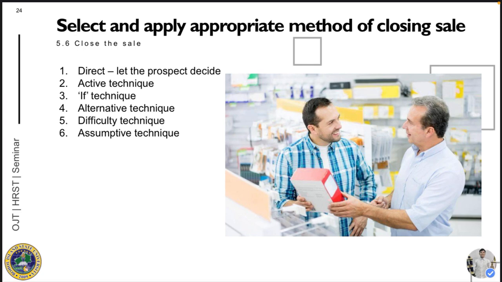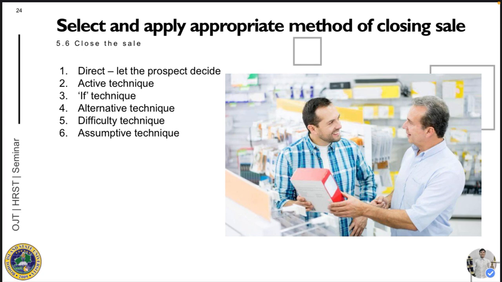One of that is direct. Let the prospect decide. This is the closing question to which the customer naturally answers. It's either they will buy it or not. It's either yes or no, and which then brings the sale to a conclusion. For example, you will ask, would you like to book the venue tour for that date? So he or she will answer, either yes or no. If they answer yes, the sale is closed.